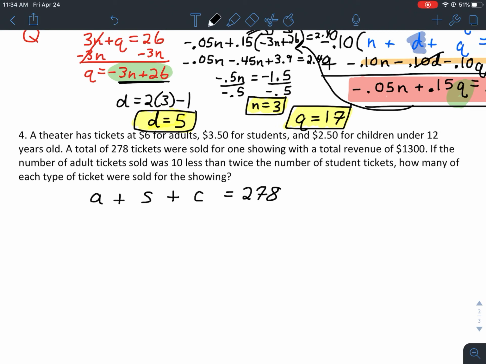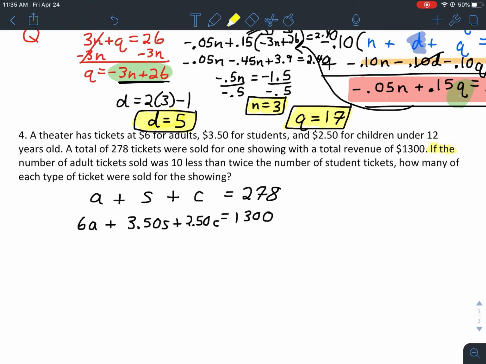We also know that 278 tickets were sold for one showing, and the total revenue was $1,300. So if the total revenue was $1,300, this is similar to the value of the coins. You need to put the price of the ticket in front. So if we add up every one of the adult tickets for $6 each, plus all of the student tickets that were $3.50 each, plus all of the children tickets that were $2.50 each, we should get a total of $1,300.